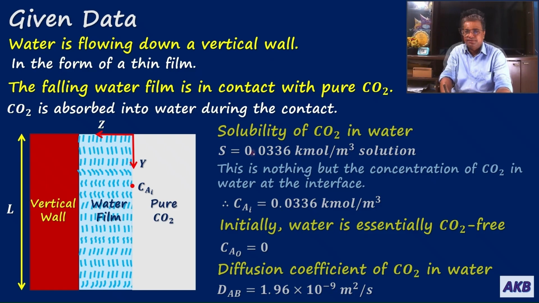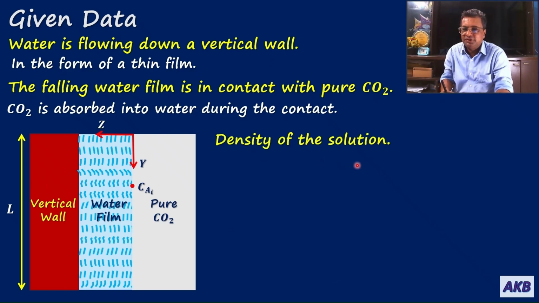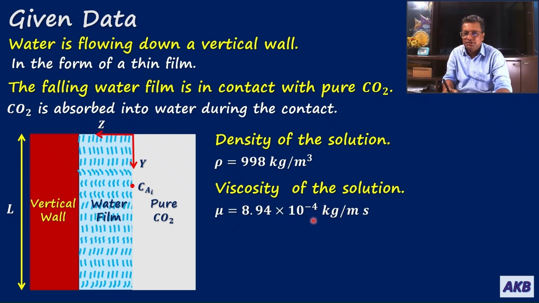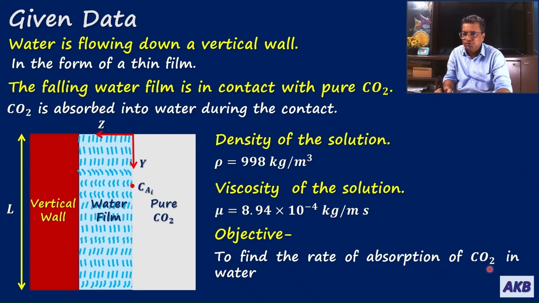Let us continue with this. Further, the density of the solution is given to us. That is rho is 998 kg per meter cube. Then the viscosity of the solution is given to us. That is mu is 8.94 into 10 to the power minus 4 kg per meter per second. And what is the objective? The objective is to find the rate of absorption of CO2 in water. And we will be getting the rate per meter width of the film. So we are supposed to get the rate of absorption of CO2 in water. So let us continue with this.